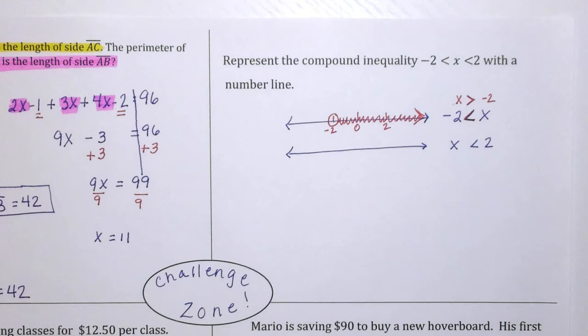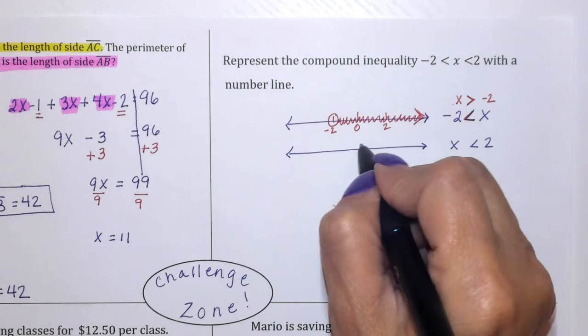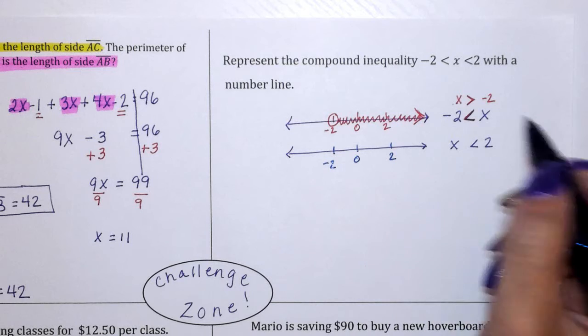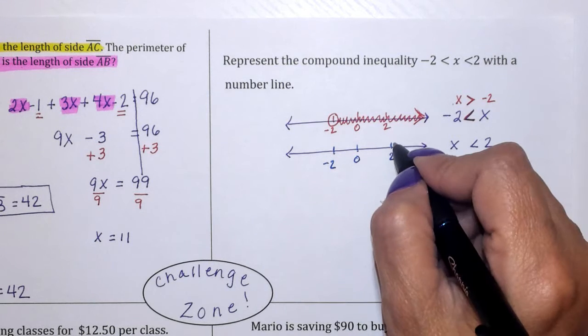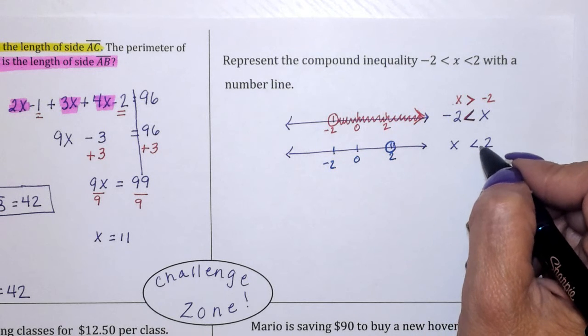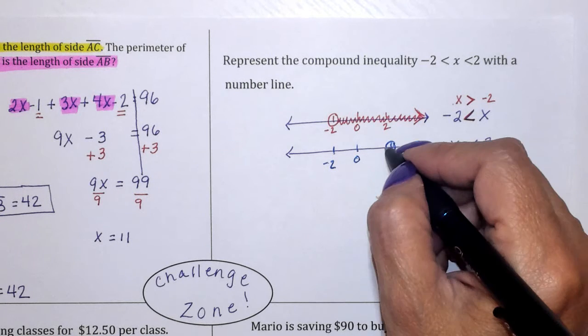Okay, that's easy enough. Now the other one, it actually is already going the right way. So I'm going to put 0, I'm going to put 2, and negative 2. It says that x is less than 2, so I'm going to circle the 2. I'm not going to shade it in, but it says it's less than, it's pointing this way.